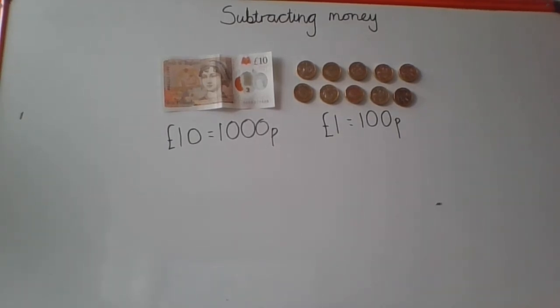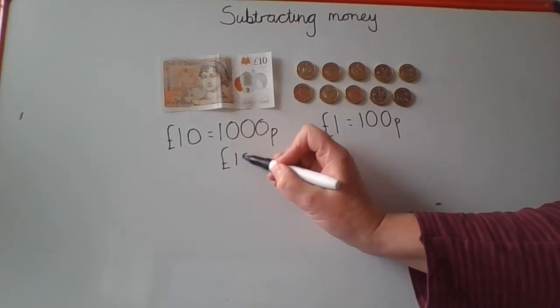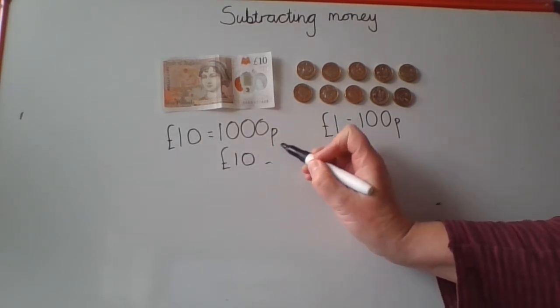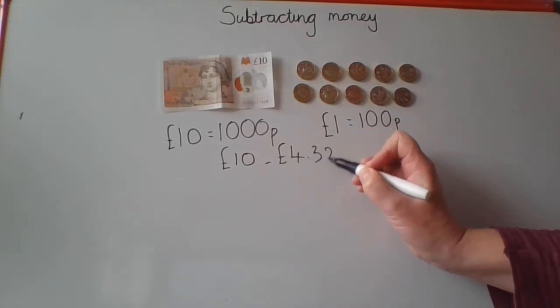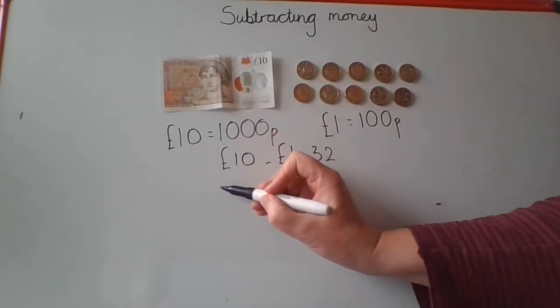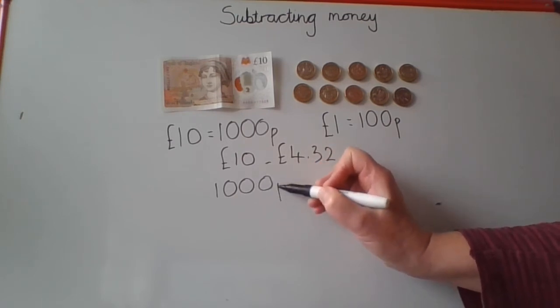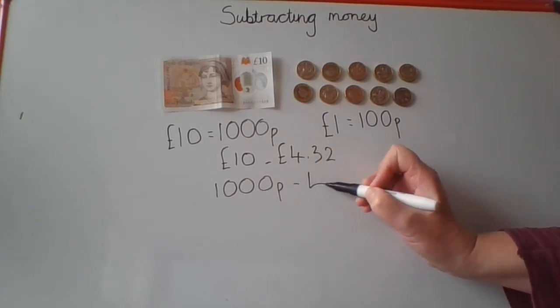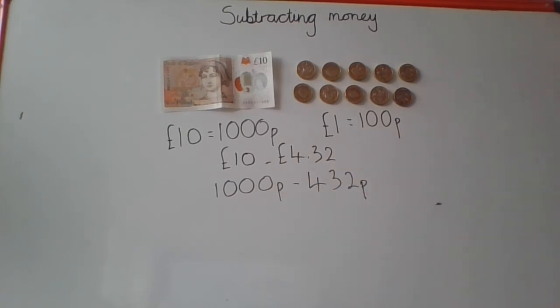So for example, one of your questions might be £10 subtract £4.32. Change this into 1,000 pennies, take away 432 pennies. And this is where your jigsaw numbers comes into it.